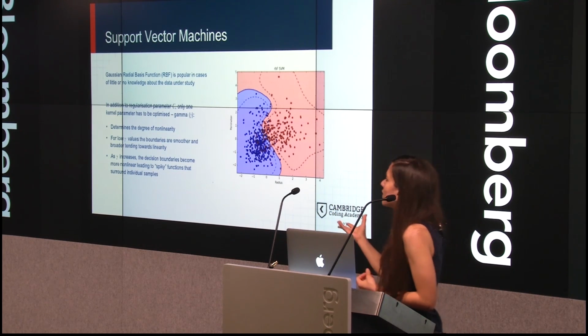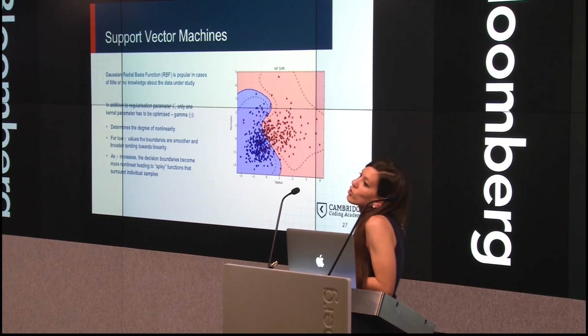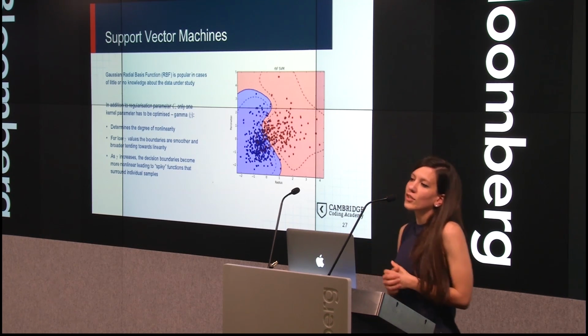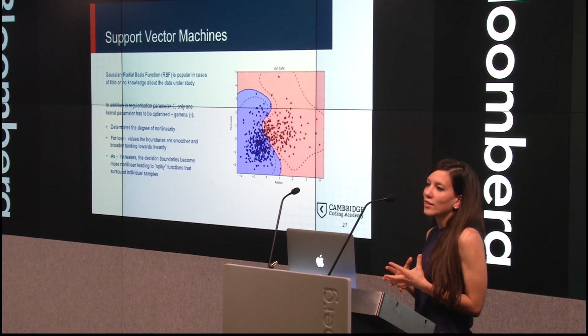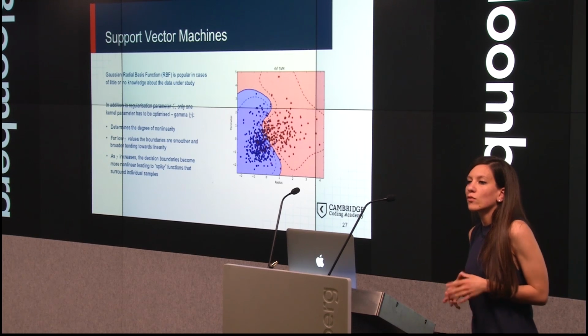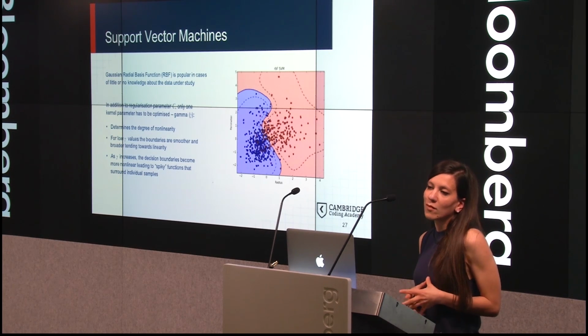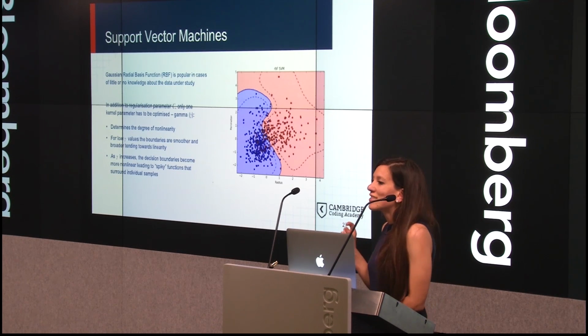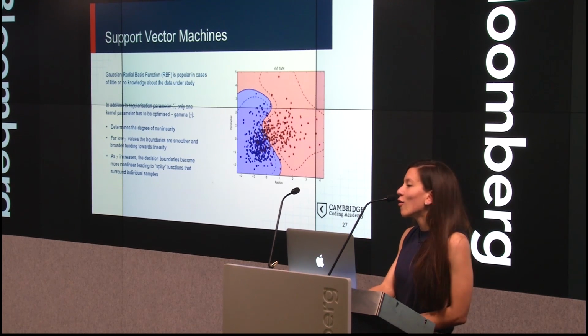Now, the RBF SVMs are the most popular out of all the off-the-shelf kernels that support vector machines provide to us. And in this case, in addition to the cost parameter, which is common across all SVMs, there's also the gamma parameter. And this parameter determines the degree of nonlinearity of our models.